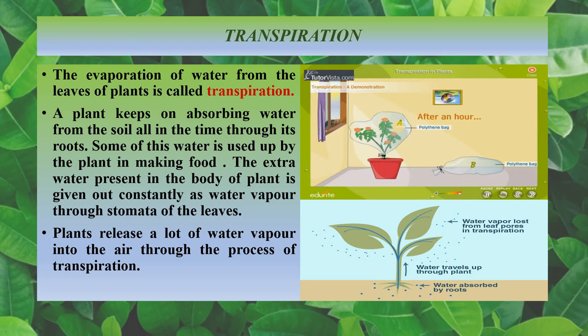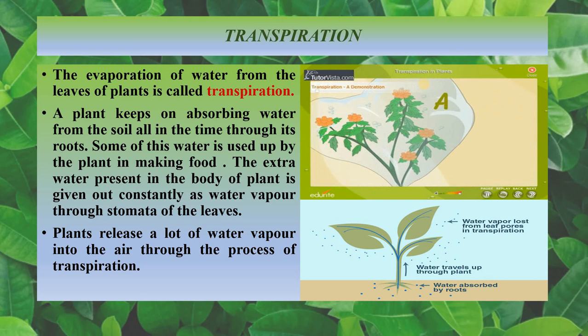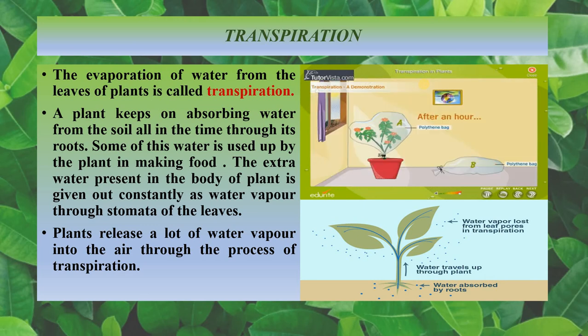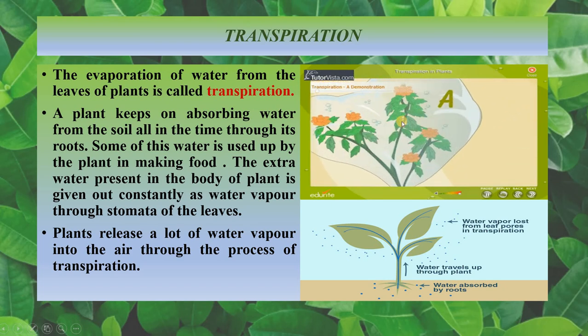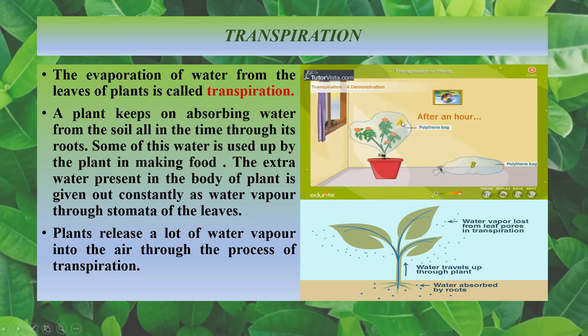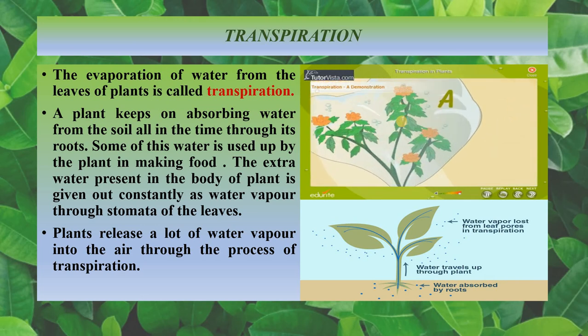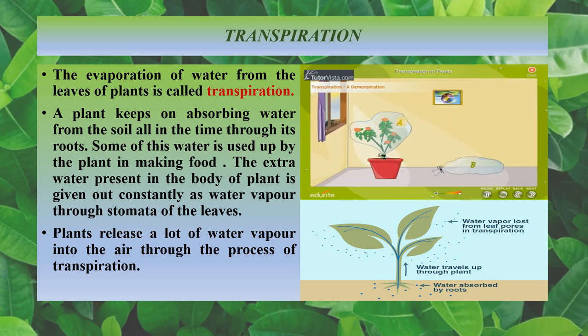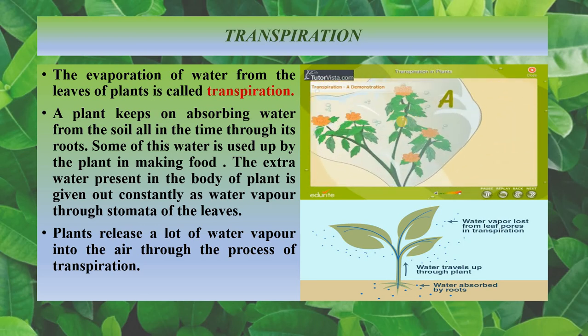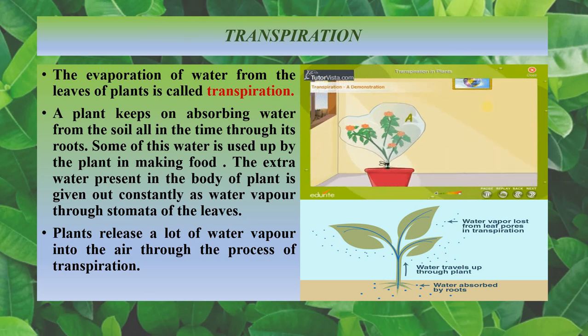What you will find after an hour or half an hour, depending upon the intensity of sunlight, is that the inside of the polythene bag is covered with water droplets. So where has this water droplet come from? It's due to the process of transpiration. That means from the stomata of the leaf, the leaf has released the water vapor. All right.